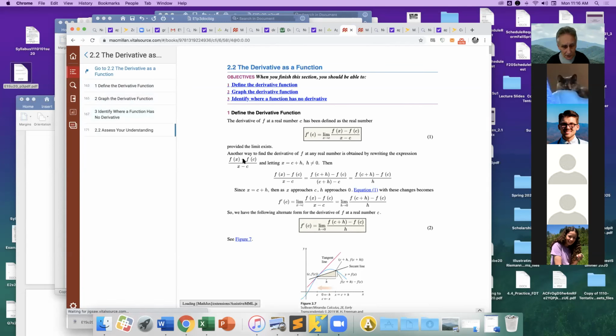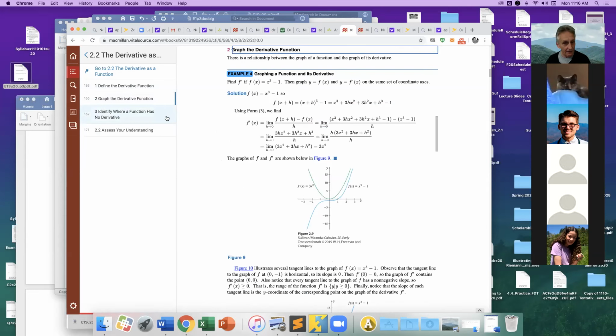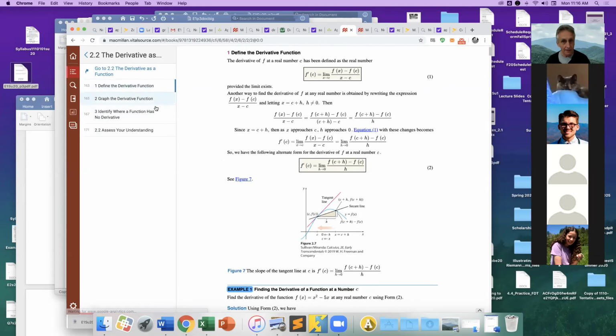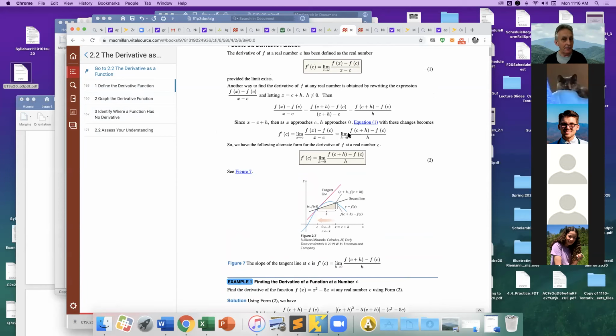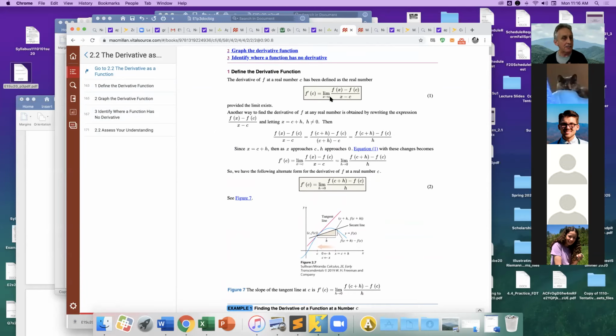Okay, section 2.2. Now we've got the derivative of the function. The derivative of the function has now been set to be this. We're changing it. I had said in one of my recordings that we change it to the limit as h goes to 0. That original function was the limit as x goes to c. X goes to c was what we had. We changed that to become as h goes to 0.